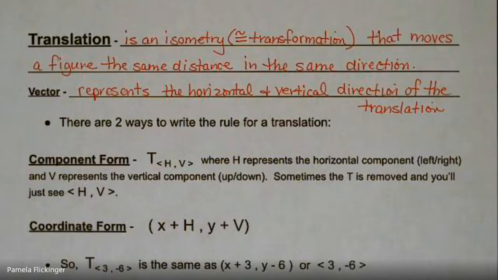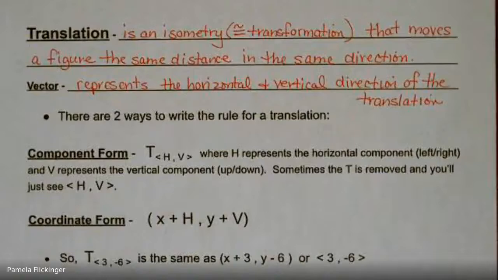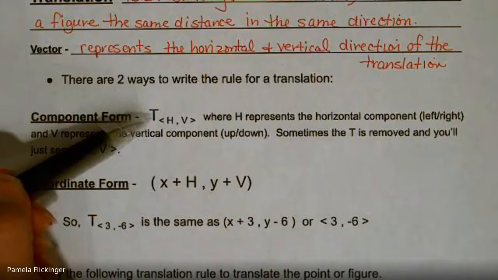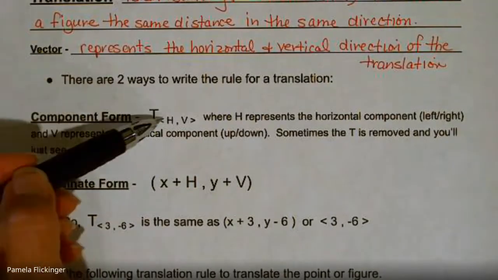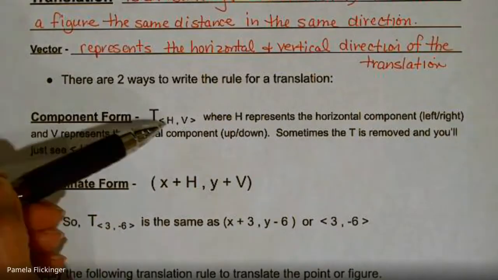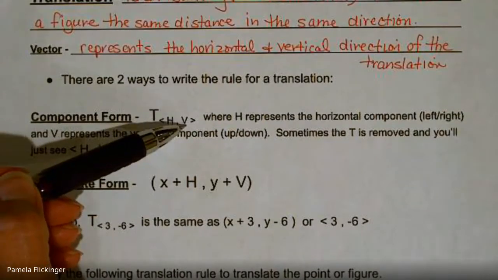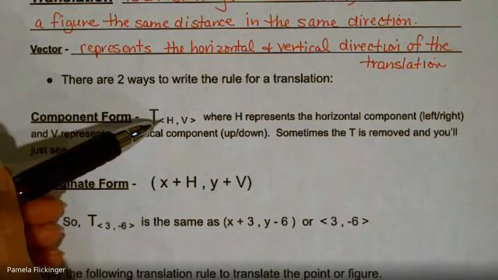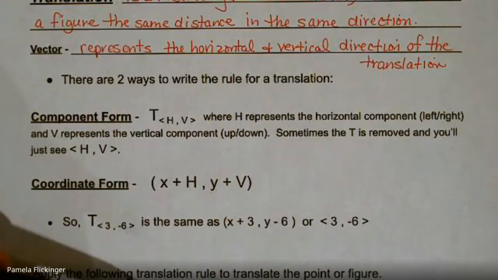Now, there are 2 ways to be able to write the rule for a translation, okay? There's a component form, and there's what's called a coordinate form. In the component form, you're going to see this capital T, which stands for translation. And then you've got these little carets. Inside the carets, you're going to have the horizontal direction, comma, then the vertical direction. Very similar, think of an ordered pair, right? The x's run horizontal, the y runs vertical.